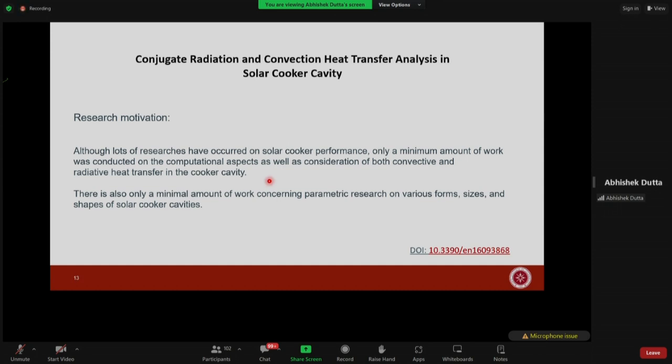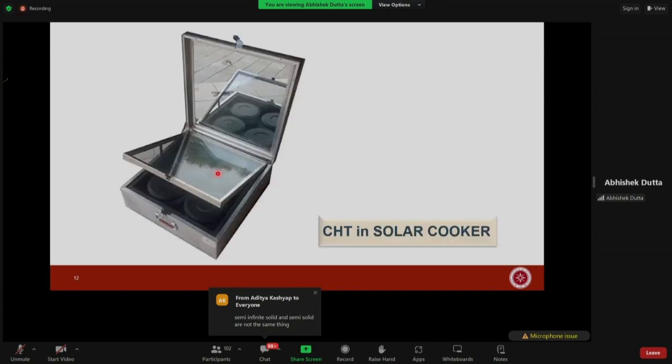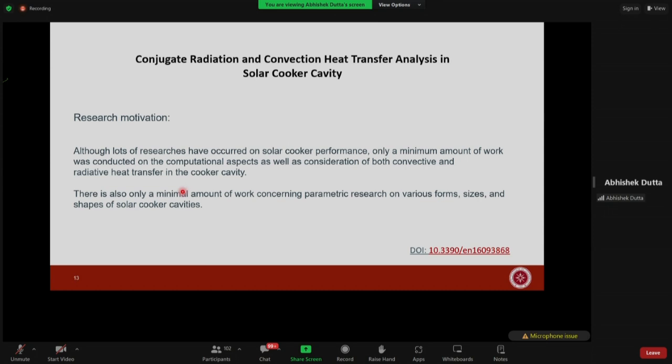In this paper, they worked on convective and radiative heat transfer. So it's not just conductive anymore, but convective and radiative heat transfer in the cooker cavity. The cooker cavity is basically this one, if you can see here. They wanted to determine the optimal form, size, and shape of the solar cooker to gain the maximal heat transfer, obviously for the cooking purpose.